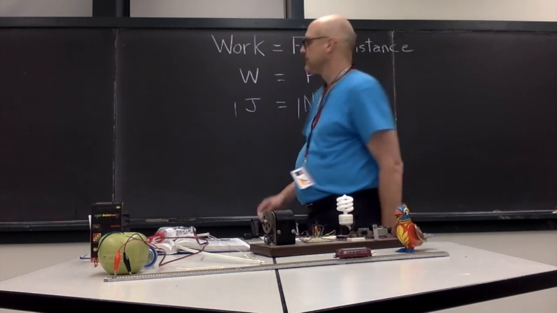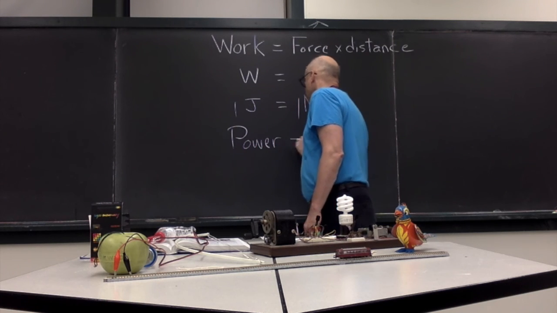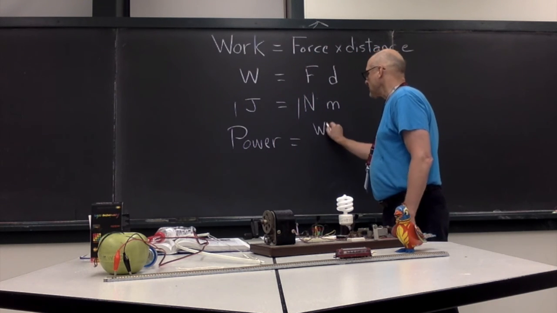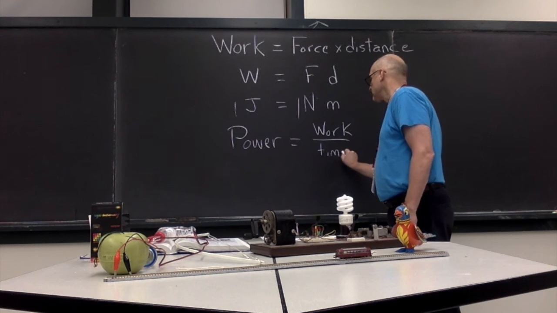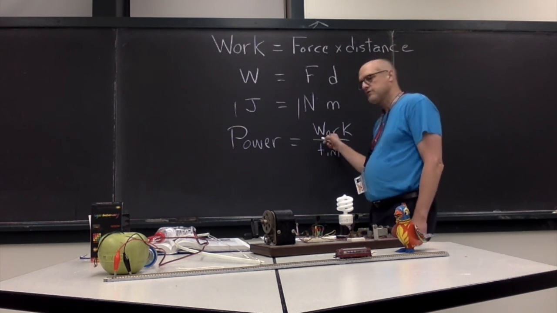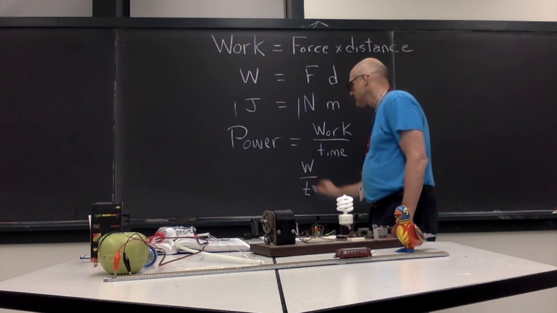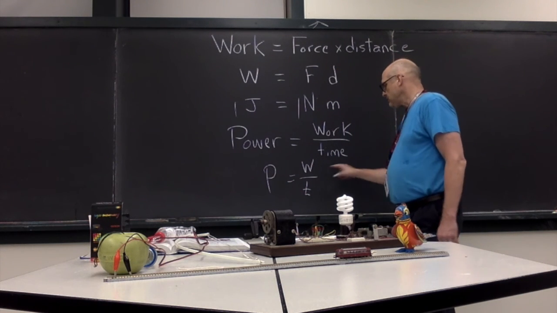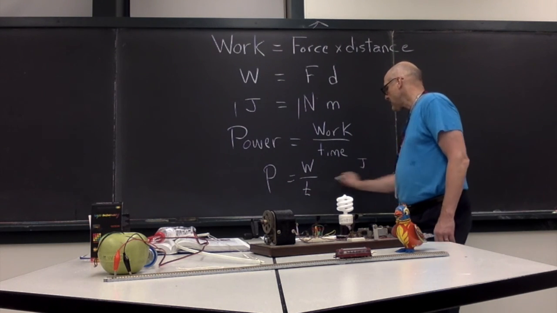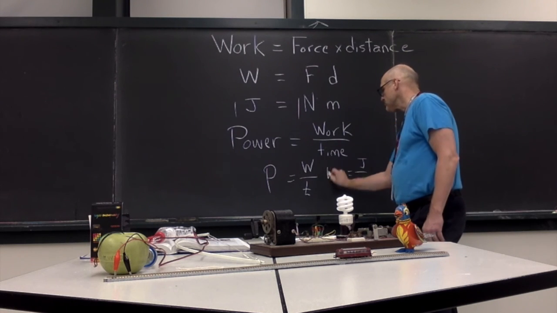Power. Power is equal to the work done divided by the time. You already know the symbol for work, W, symbol for time, T. The symbol for power is P. The unit, well, work is the joule, time is the second, so power is the joule per second, also known as the watt.